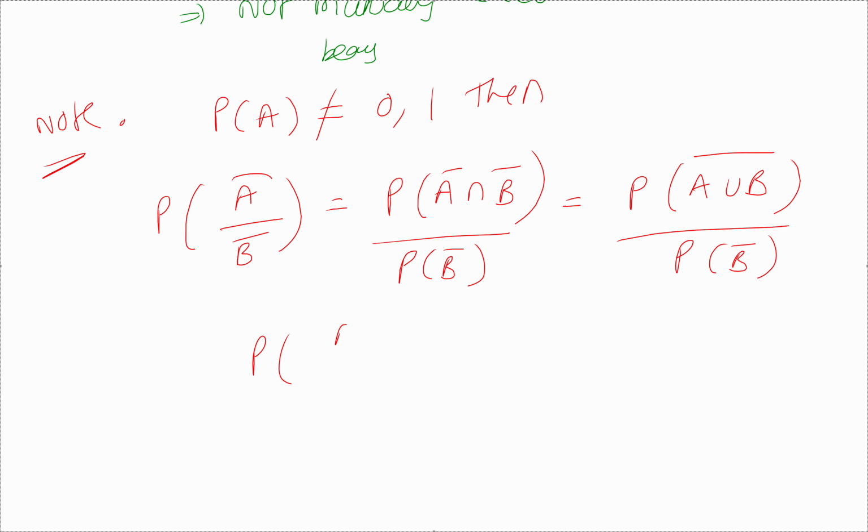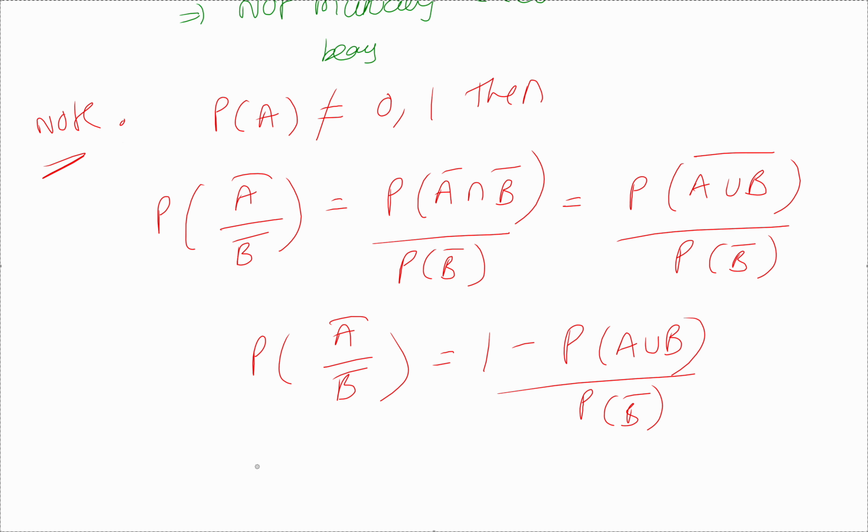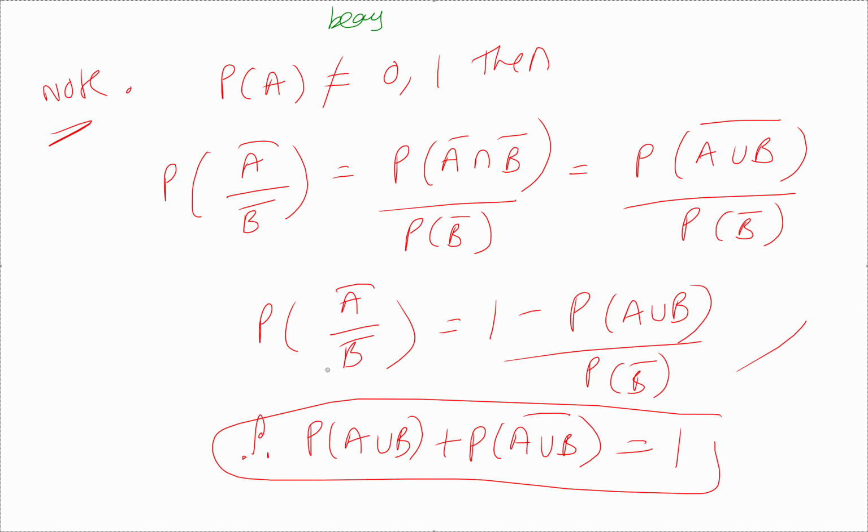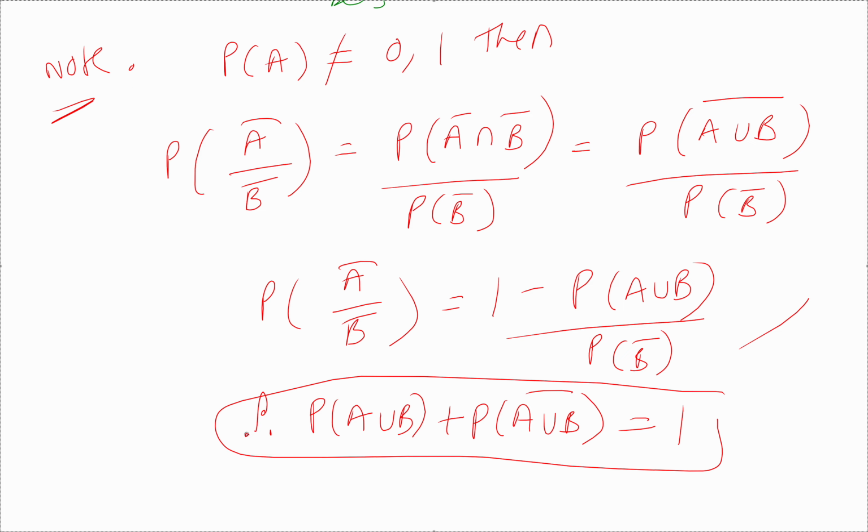Then we can write probability of A bar given B bar is equal to 1 minus probability of A union B divided by probability of B bar, because probability of A union B plus probability of A union B bar equals 1. So it is a very important note regarding axiomatic probability.